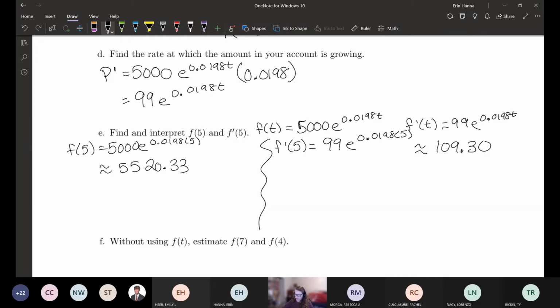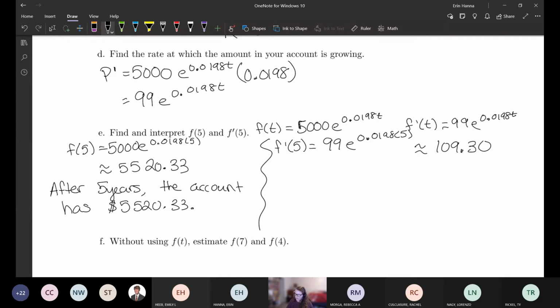So if we want to interpret these two, the first one is just a normal value, if you will. So this is just 5 years, $5,500. Essentially after 5 years, the account has $5,520.33. And again, remember with these interpret ones, as long as you get the point across, I don't really care how it's phrased. You could say you have $5,520.33 in your account after 5 years. Anything that gets the point across that 5 years gives you the 5,500.